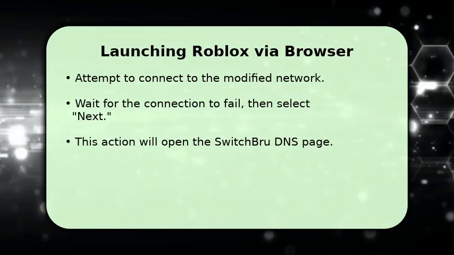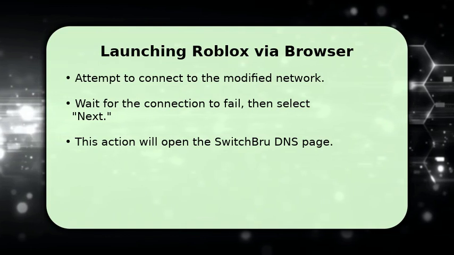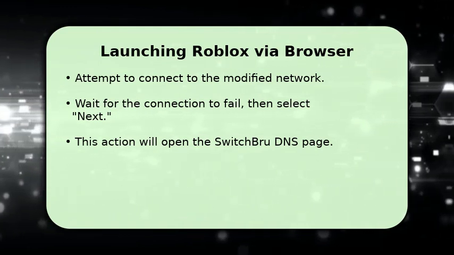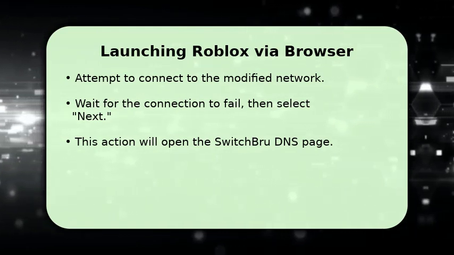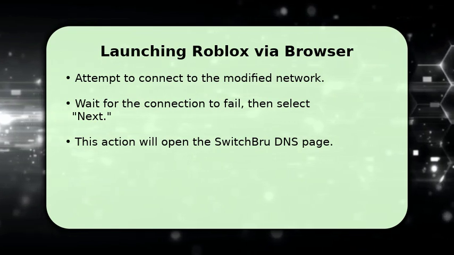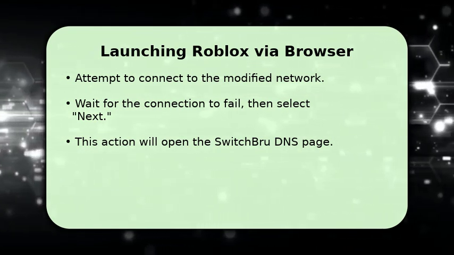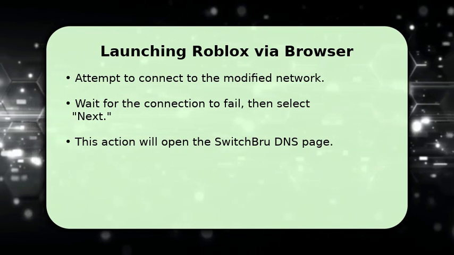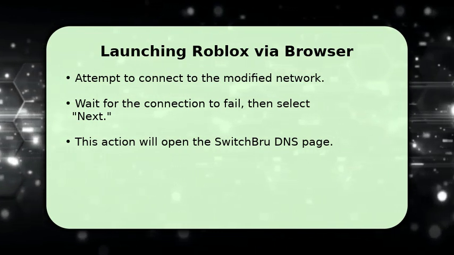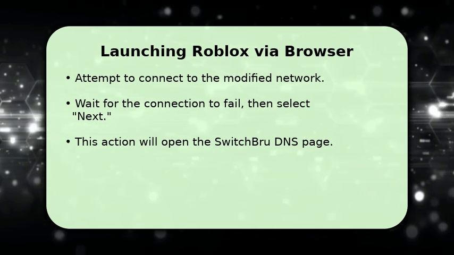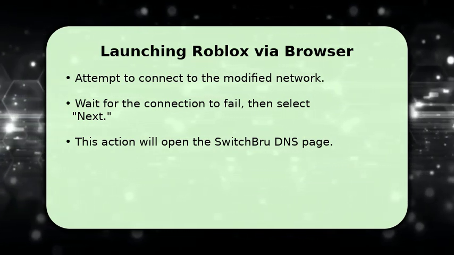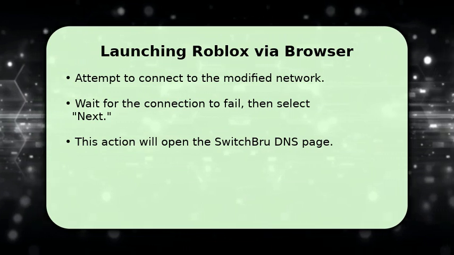After saving your DNS changes, try connecting to your Wi-Fi network. The connection will intentionally fail, which is expected. When prompted, select Next to proceed. This will redirect you to the Switch Brew DNS page, which acts as a gateway to a hidden browser. From this page, you can access Google. Once on Google, simply search for roblox.com and log into your account to begin playing.